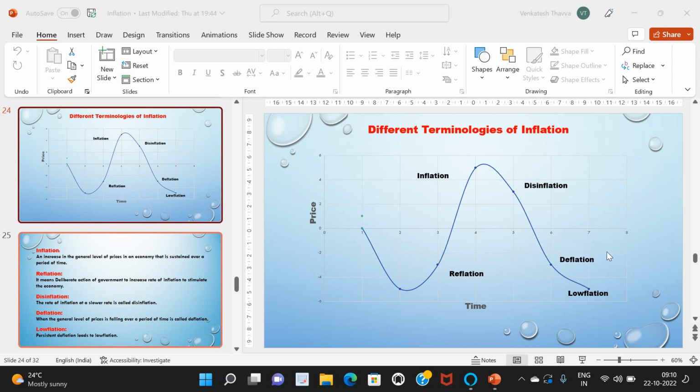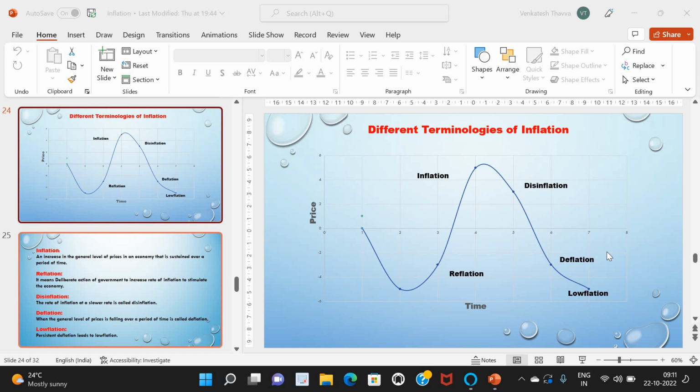What is deflation? When the general level of prices is falling over a period of time, it is called deflation. The supply of goods is higher than the demand. This deflation reduces the national income and also increases unemployment, hence leads to recession.